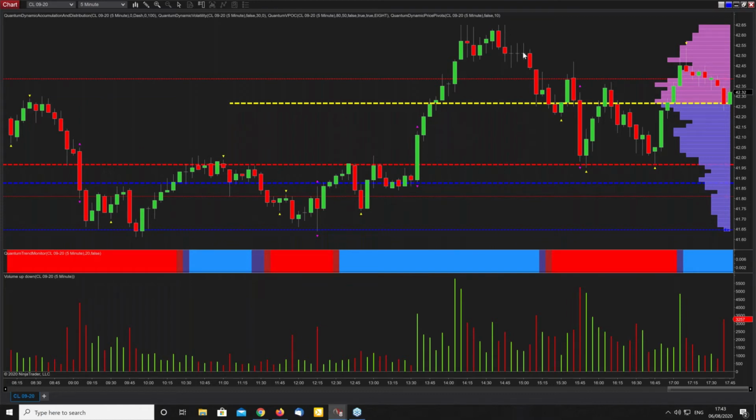Then we get three separate dojis, indecision. Now, the question is whether you get in on any of these points, but the fact of the matter is that at the very least, this is a market that's looking weak. You can't pick precisely when it's going to roll over, but it's certainly giving you a clear indication of where that weakness is from a technical perspective at any rate.